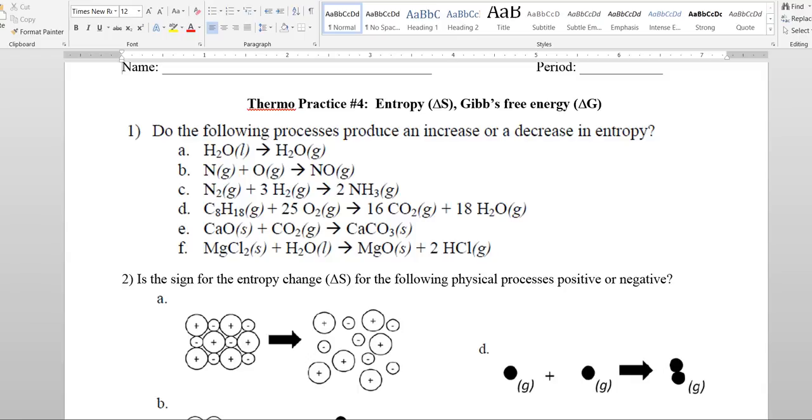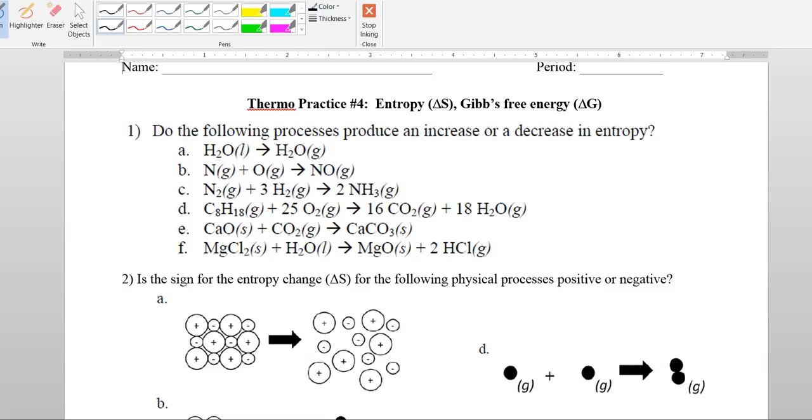Hello, in this video we're going to be going over some of the problems from Thermo Practice number 4. So let's get right to it. Problem number 1 is asking about entropy, and the symbol that we use for entropy is S. And we rarely talk about the value of entropy for a given object.